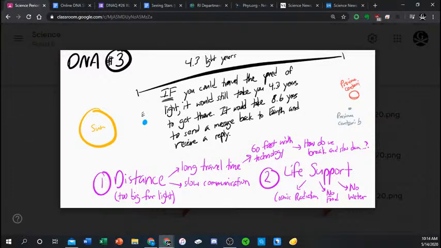All right, even if you could travel the speed of light, because the first issue, distance is too big. There's a lot of space in space. Long travel time, slow communication. Those are the big issues. All right.